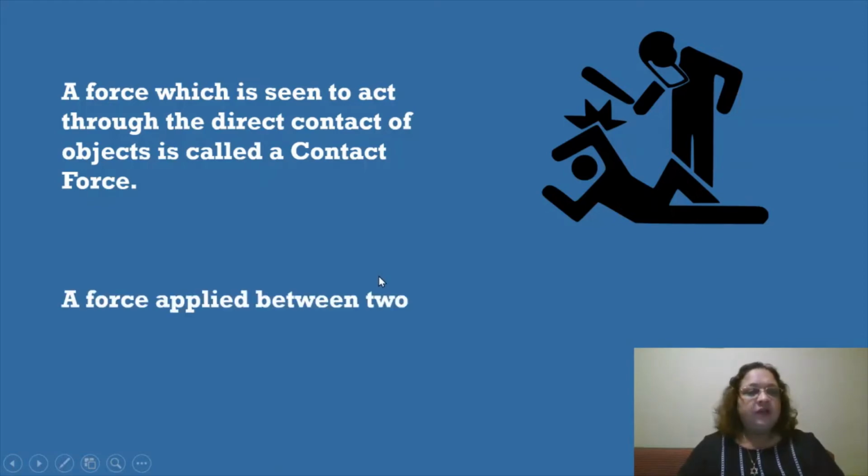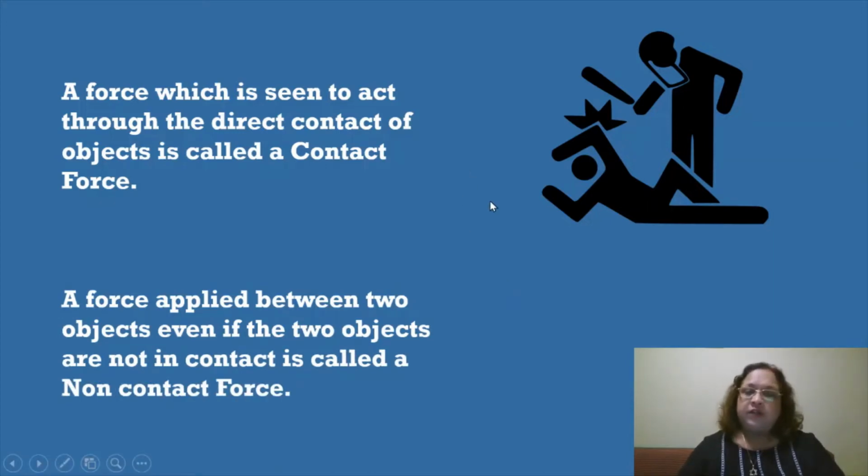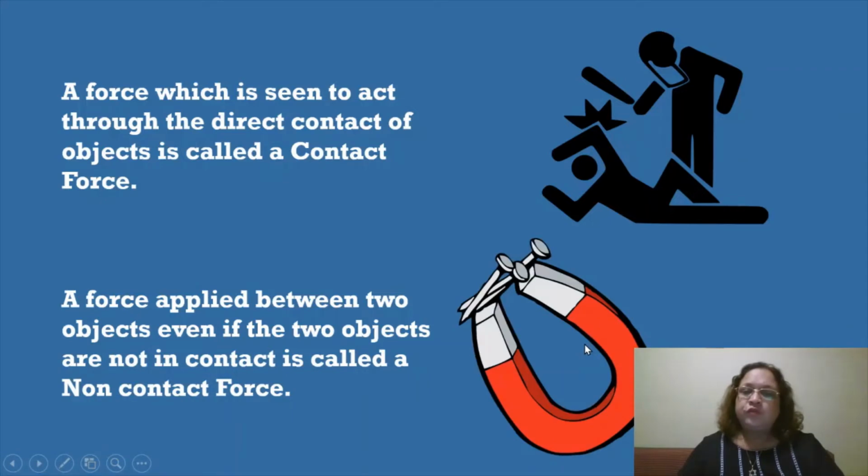On the other hand, a force applied between two objects, even if the objects are not in contact, is called a non-contact force. And here we have the example of a horseshoe magnet, and even if you keep the nails further away from the magnet, you will find they are being pulled towards the magnet without touching. That is called a non-contact force.